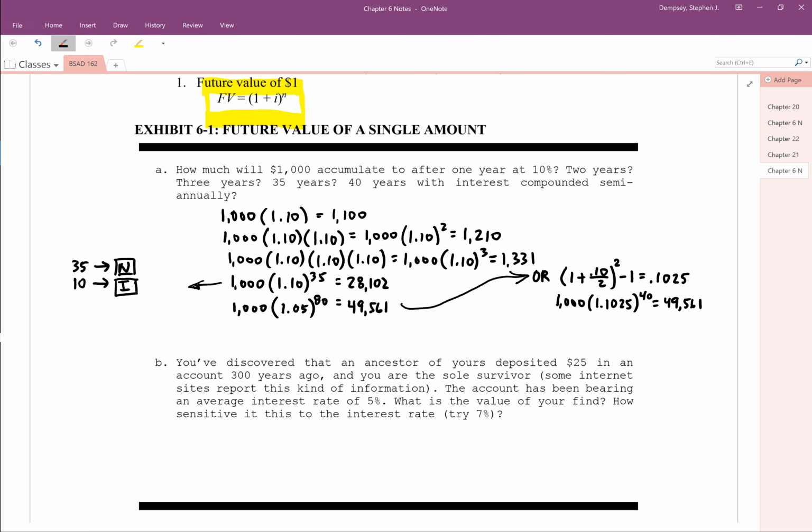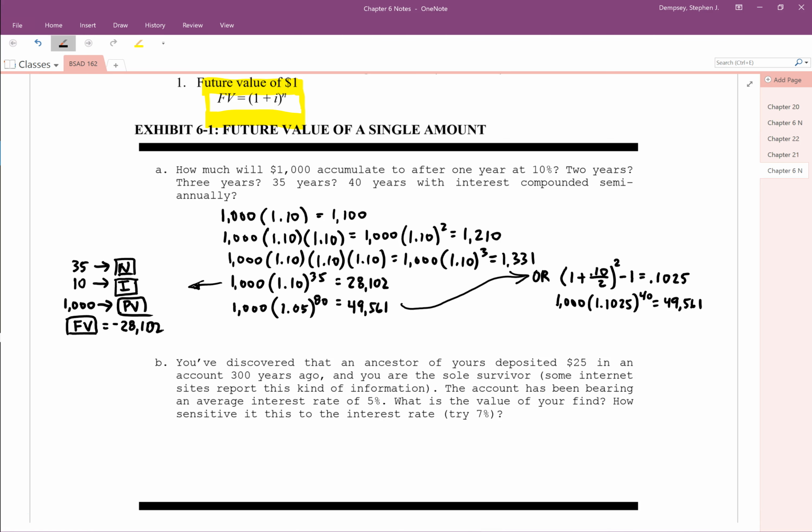And then the other parameter I know is I have $1,000 now that is growing at 10%. So present value is 1,000. I'll put in 1,000 for the present value. And then I'm ready to solve the problem. So I'll hit the future value button. And what you should get actually is a negative number. And I'll explain why it's negative in a minute. 28,102, which corresponds to the answer we got.